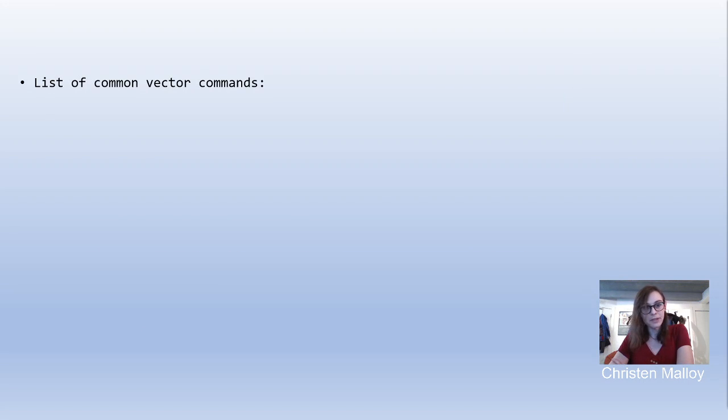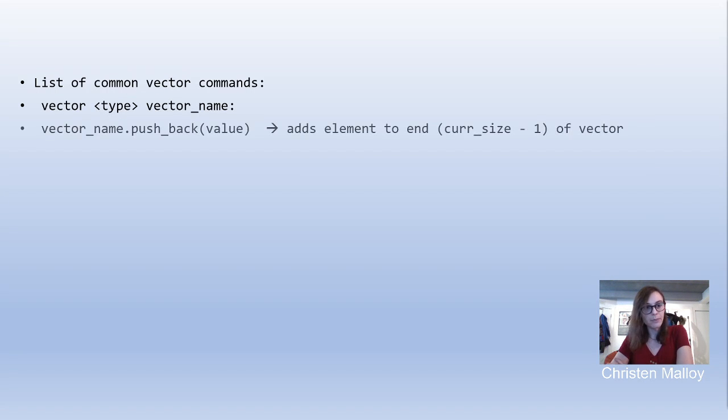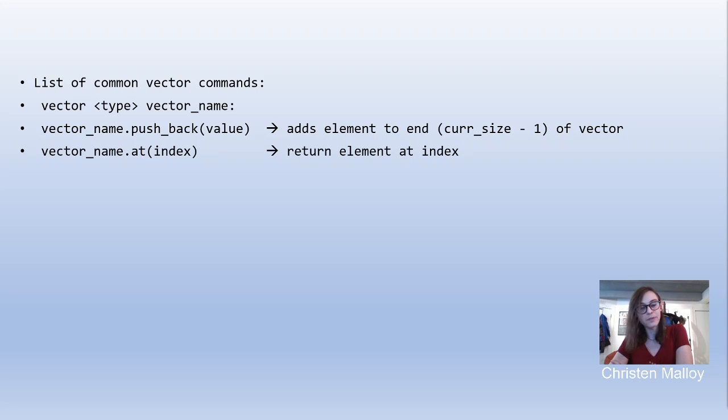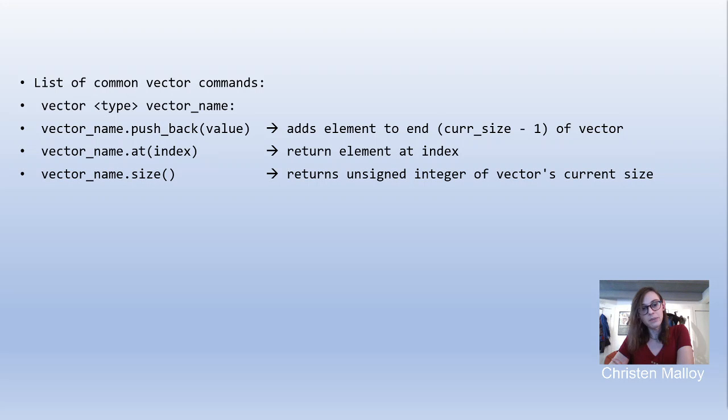This is a lot like adding or subtracting to a string. So here is a list of common vector commands that might be useful. Say we have some vector called vector name of some data type. We can use push_back and pass in a value in the parentheses, which will add an element to the end at the current size minus 1 of the vector. If we wanted to use .at and specify an index, we could return an element at a particular index. So it returns something kind of like a getter function in a class. The vectorName.size returns an unsigned integer of the vector's current size. So this would be the same thing as using a .length operation on a string. It will give you the total number of elements currently stored in the vector.